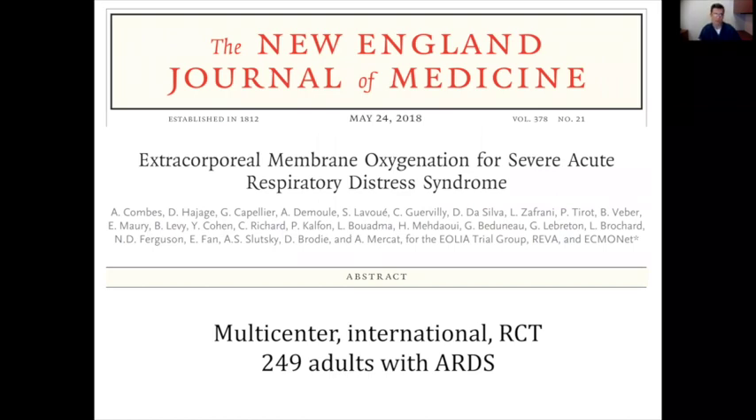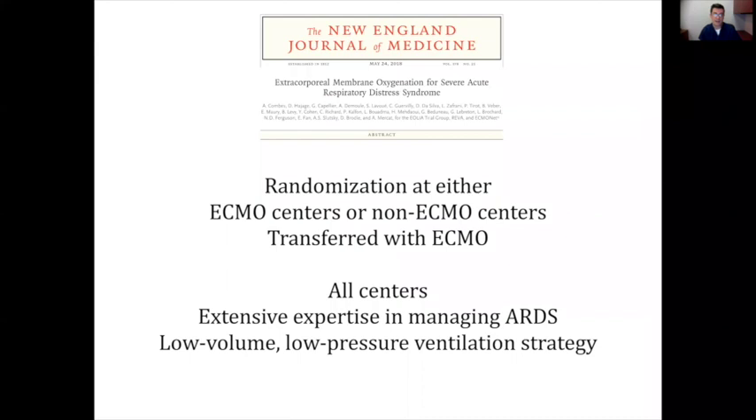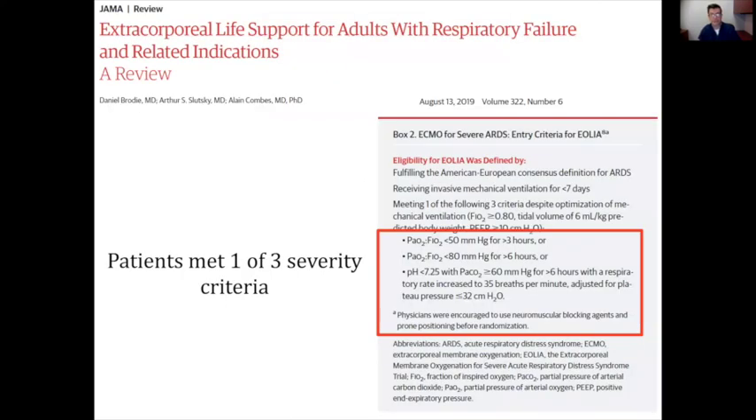Again, probably you're all familiar with this. This was one of our ECMONet studies along with the REVA Research Network. And Alain Combes, who led this study, really deserves a tremendous amount of credit. It's a multi-center international randomized trial of 249 adults with ARDS. Randomization here could take place either at ECMO centers or non-ECMO centers, but you were put on ECMO even if you were at a non-ECMO center and then transferred with ECMO. All of the centers in the study had extensive experience managing ARDS with a low-volume, low-pressure ventilation strategy, including prone positioning. These are the three criteria that were used for an indication for ECMO in the trial, or for an indication for being randomized in the trial.